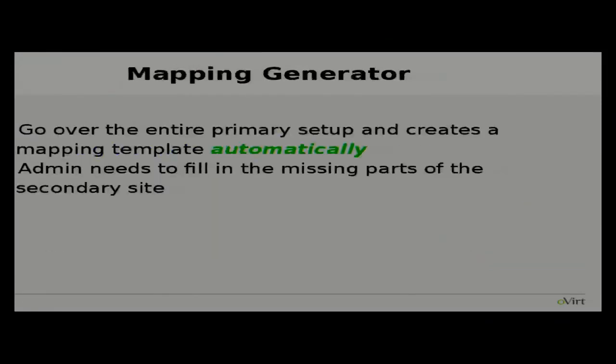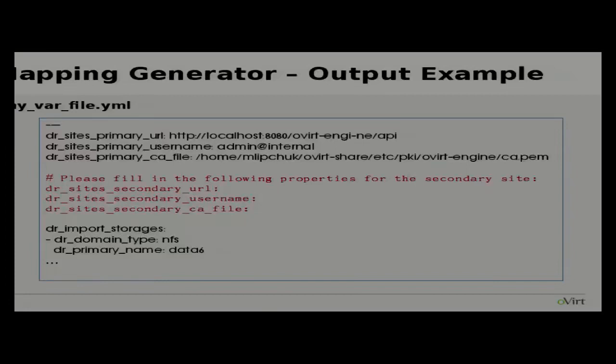Okay, so let's talk a bit about what the mapping generator does. The mapping generator, as I said before, goes over the entire primary setup. It creates a mapping template automatically, and what the admin needs to do is only add the missing properties. This is a snapshot of the mapping generator. I will show you a bit more in a demo in a few minutes.